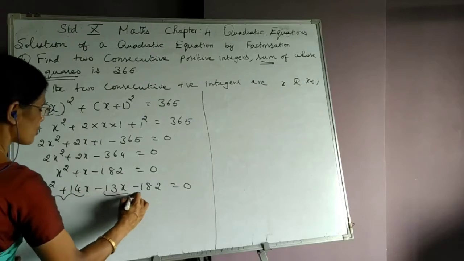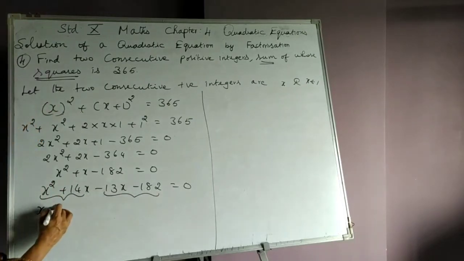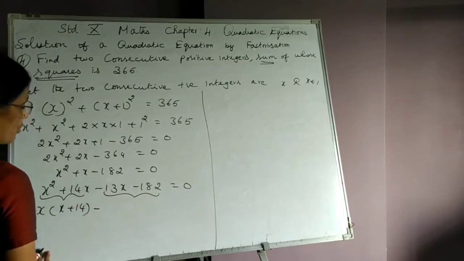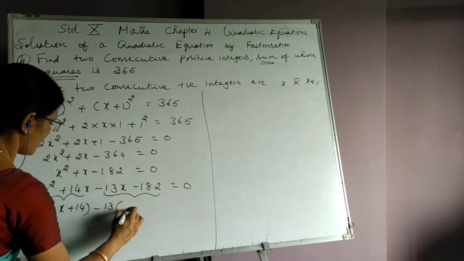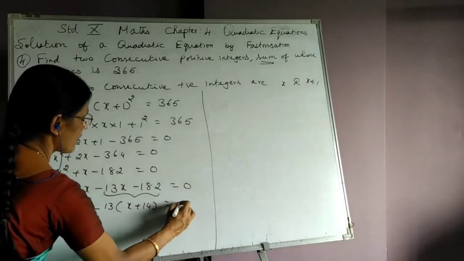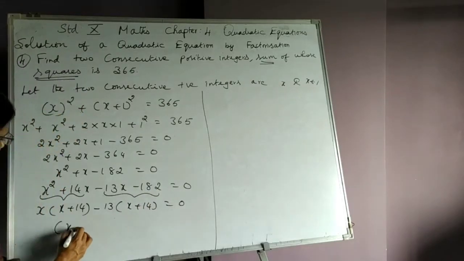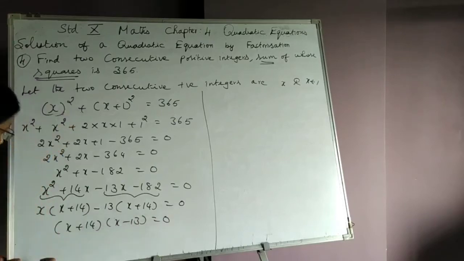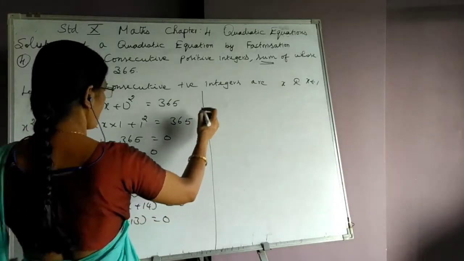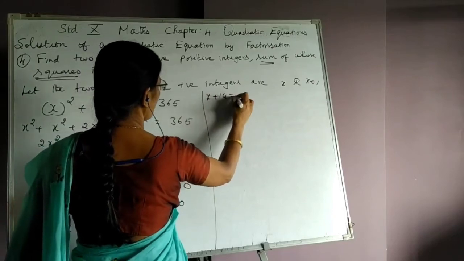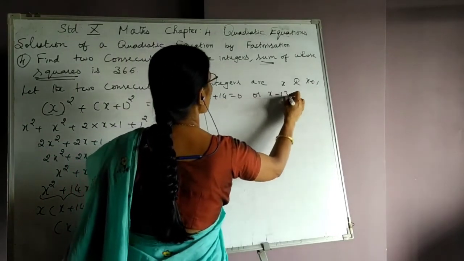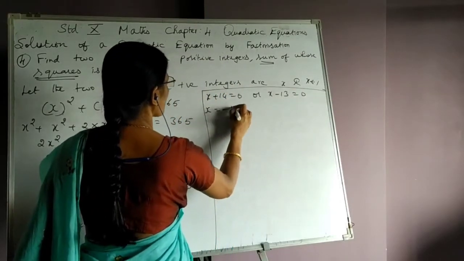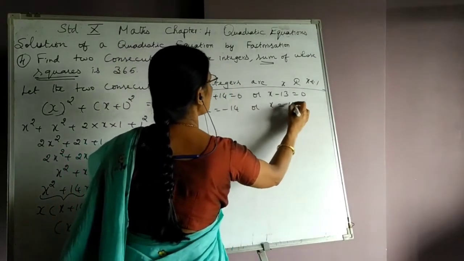So pairing the first two terms and the last two, x is the common term here: x into x plus 14. The group begins with a minus sign, therefore minus, and the common term is 13. The remaining is x plus 14 equal to 0. The factors are (x plus 14) into (x minus 13) equal to 0. Therefore, we get x plus 14 equal to 0 or x minus 13 equal to 0. So, x equal to minus 14 or x equal to 13.